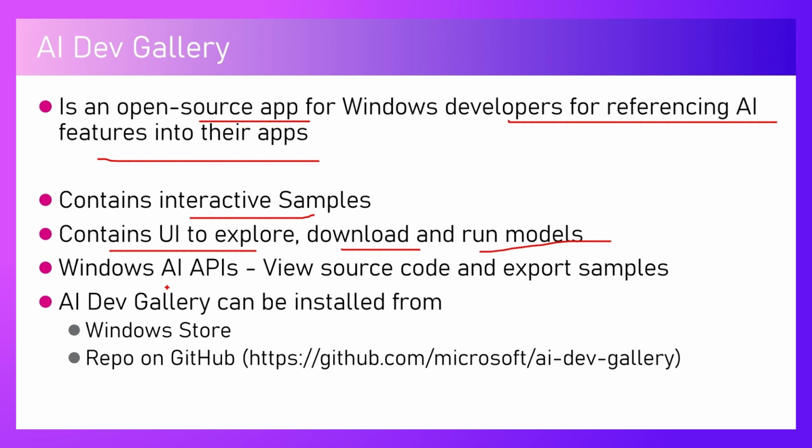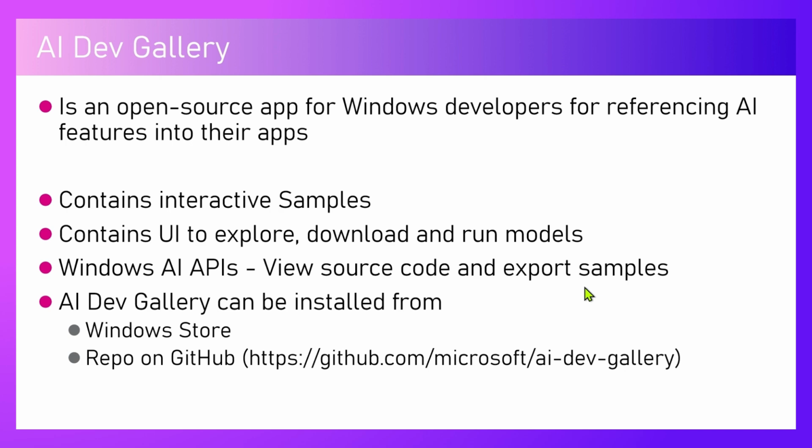Now, Windows AI API, so basically it provides the source code and export samples so that you can open that in Visual Studio Code and try running those samples. AI Dev Gallery can be installed from two places. One is the Windows Store, which I would prefer. And then there is another option, you can navigate to the repo on GitHub and then start looking into various options in AI Dev Gallery.